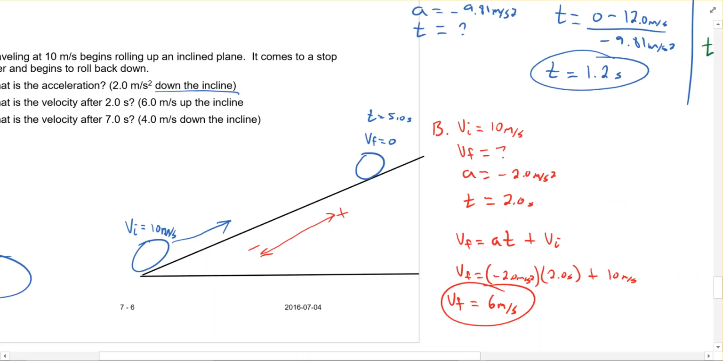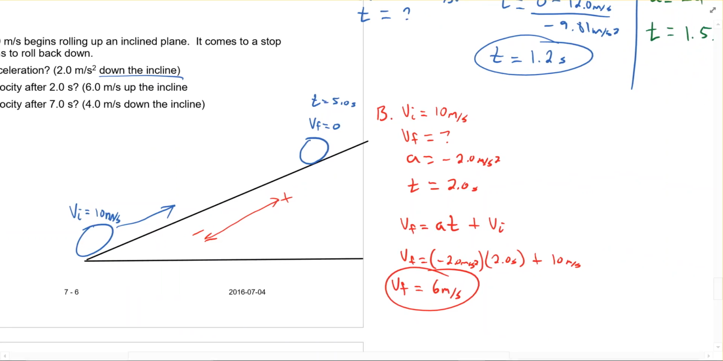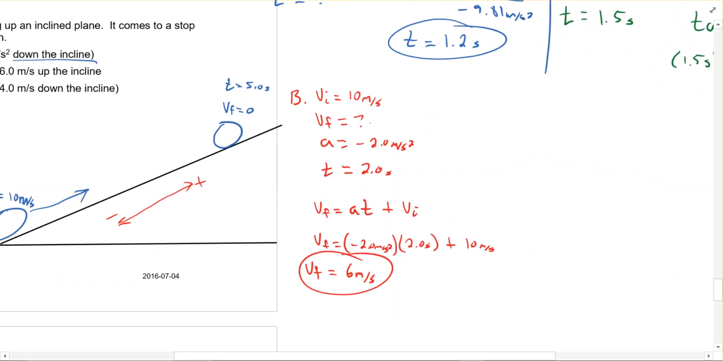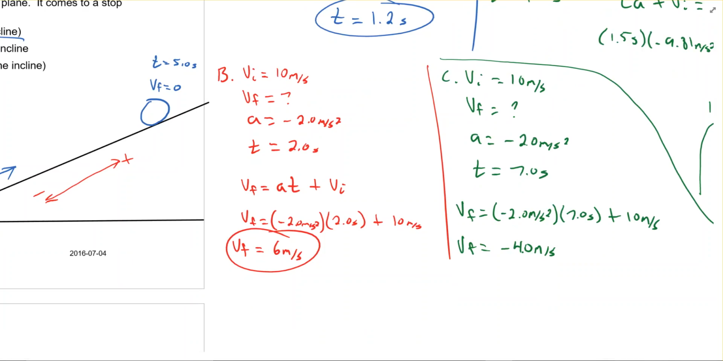All right, last one, C. What's the velocity after 7 seconds? Everything here is going to be the same. We just got to do it for a new time. So I'm just going to write down what we know again. So C. Got VI. Here, I'll just put them all down. All right, so if you do that, just pretty much the same as last one. The only difference is that the time here is 7 seconds instead. You get negative 4 meters per second. And the negative, remember, just means down the incline.